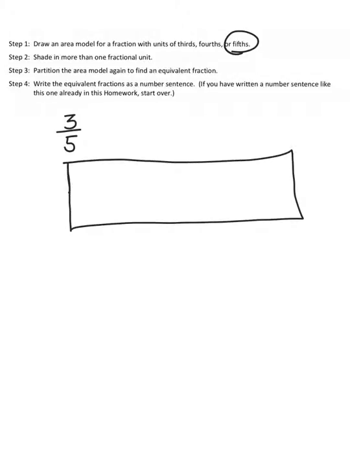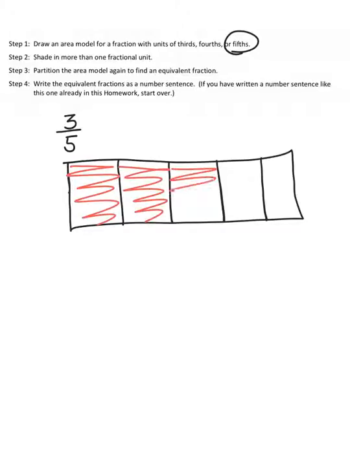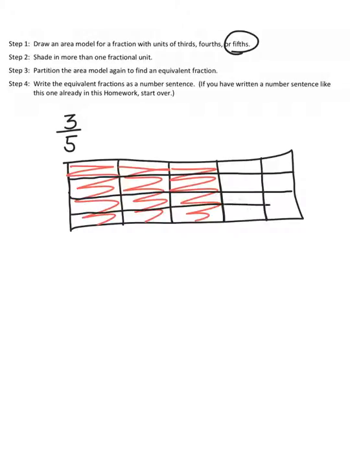And I'm breaking this up into fifths. And we're going to show, color in 3, because it's 3/5. And I'm going to make 4 rows. And I can now figure out what equivalent fraction is to 3/5.